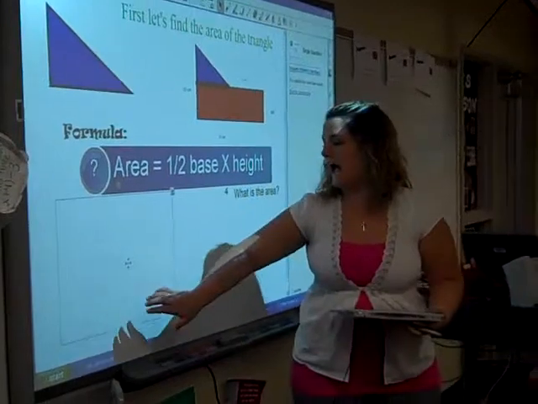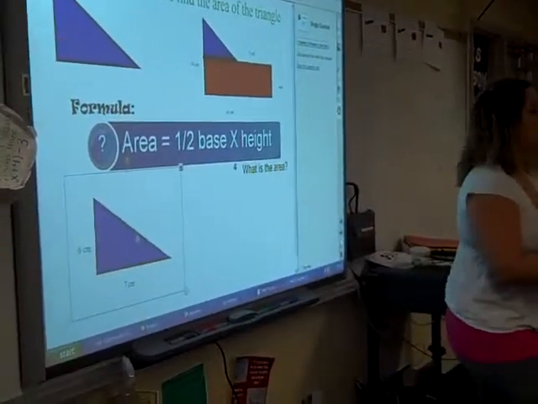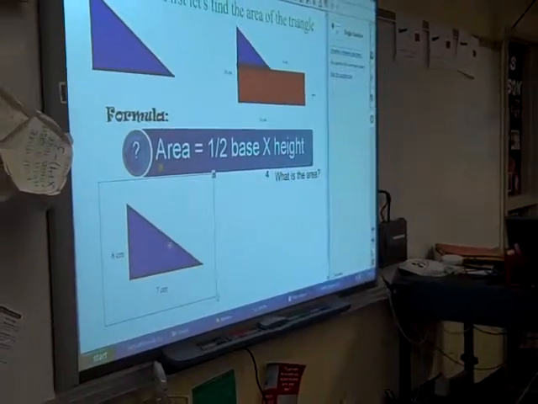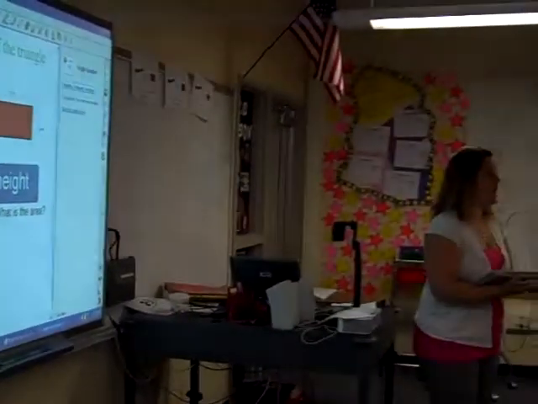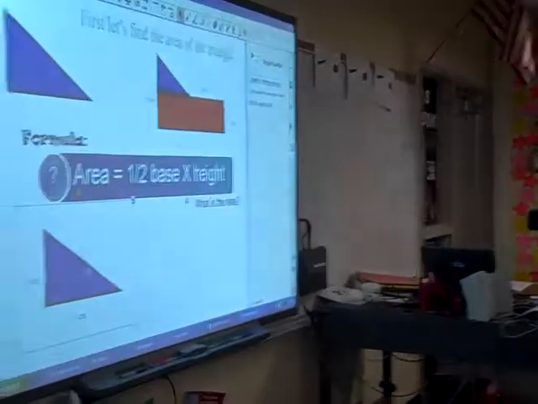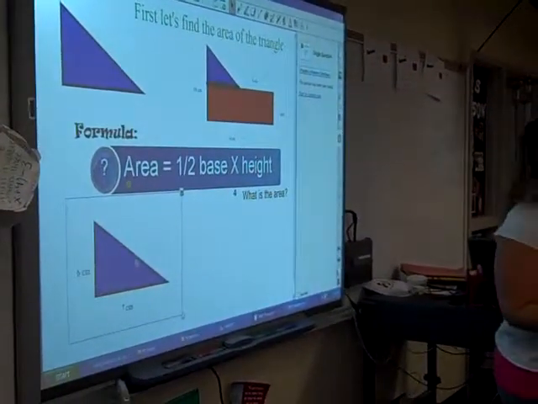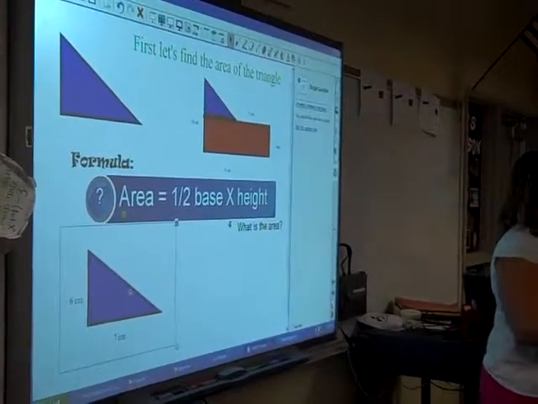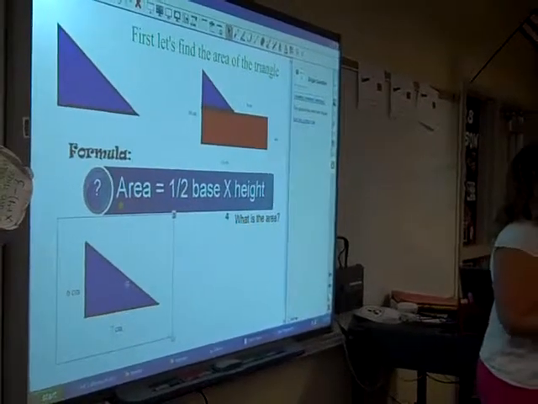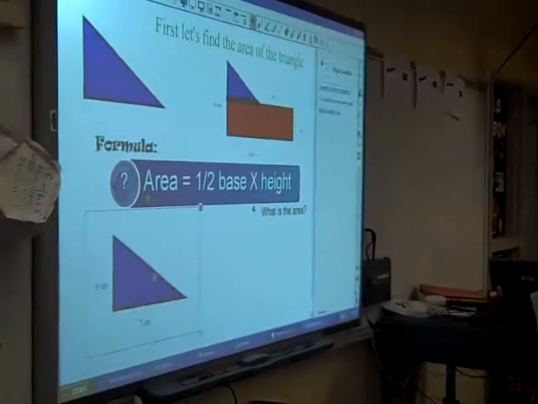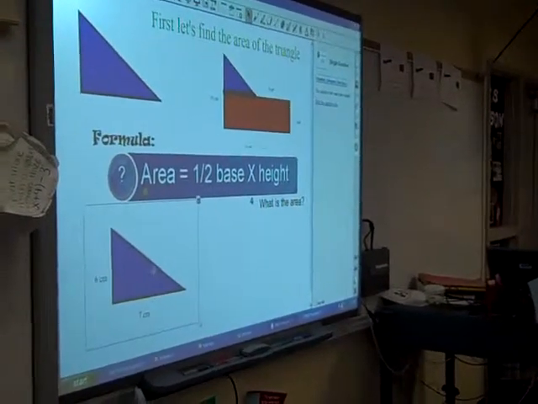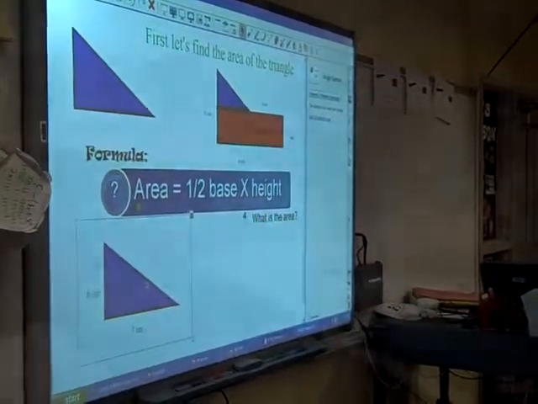If we look at our triangle, what is the base? The base is what it sits on. 7, and the height is 6. How come the slanted part is not the height? Because it's not standing straight up. So do we now have enough information to find the area of this triangle? Yes. Please do it on your paper.